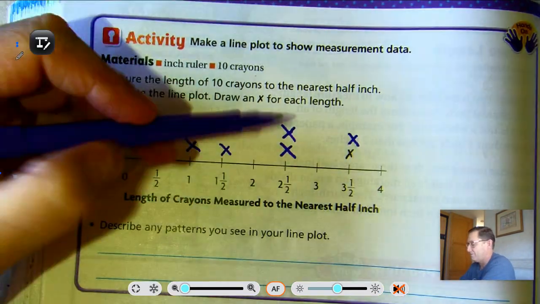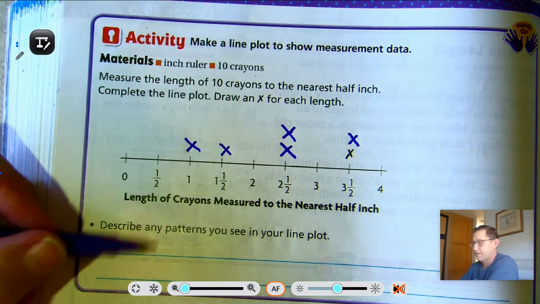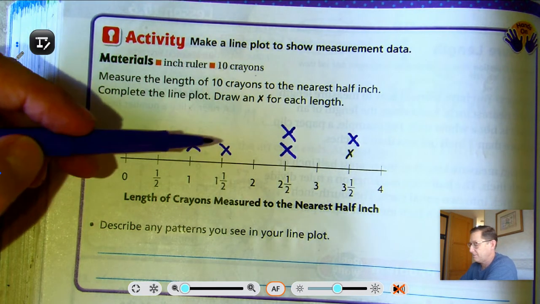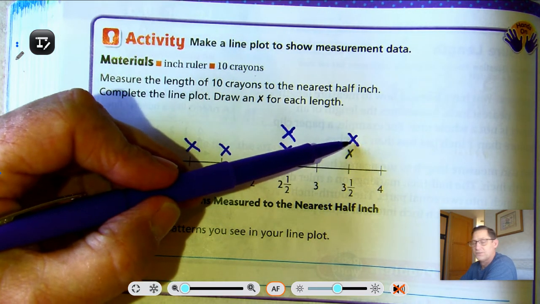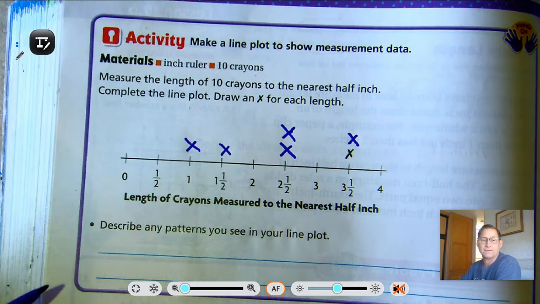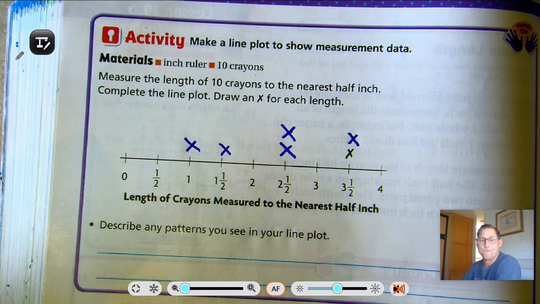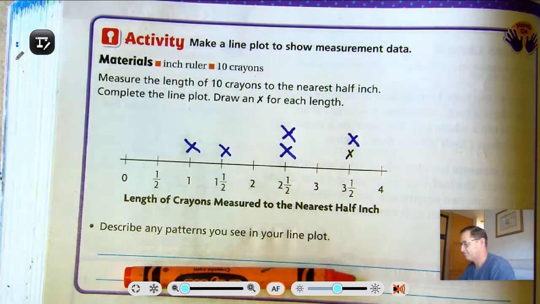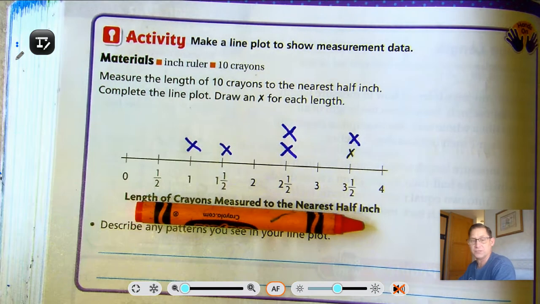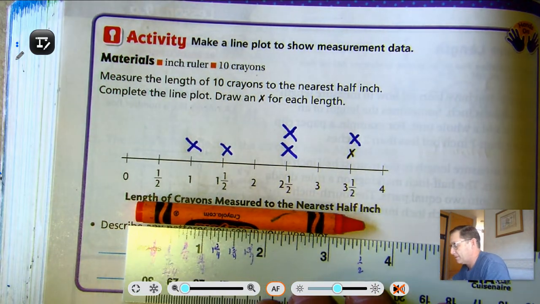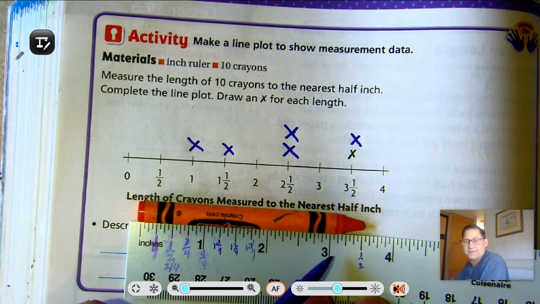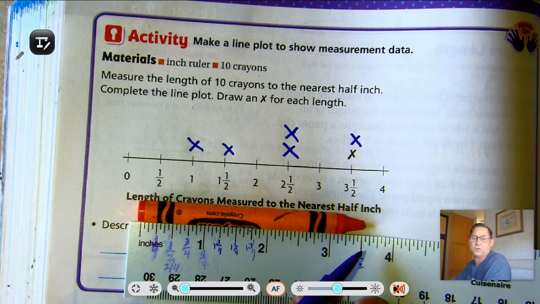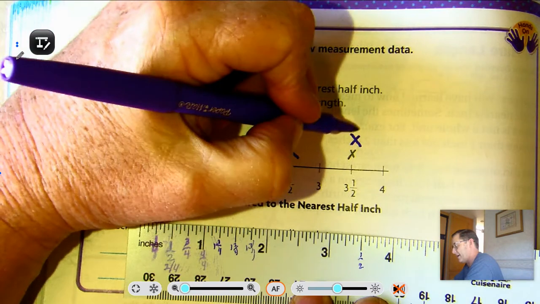So of my crayons, I have 2 that are 2.5. I have 1 that's 1 inch. I have 1 crayon that's 1.5 inches. And so far I've had 1 crayon that's 3.5 inches. Okay, now get another one. This one looks fairly new. I'm going to assume this is about 3.5. So I line it up with 0. And it's past 3 and is almost exactly sitting on 3.5. So I'm going to put another mark at 3.5.